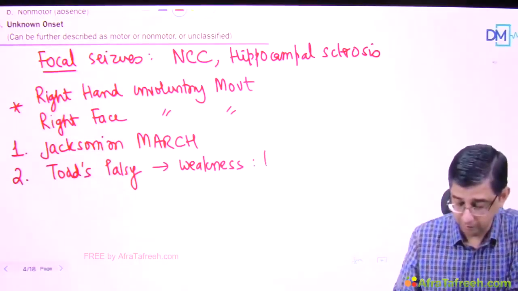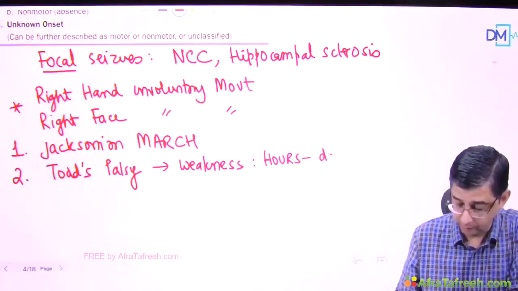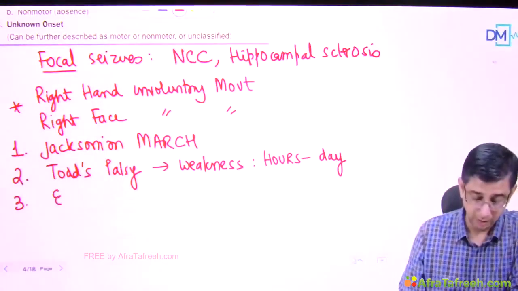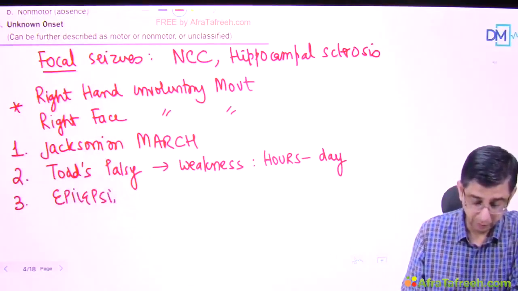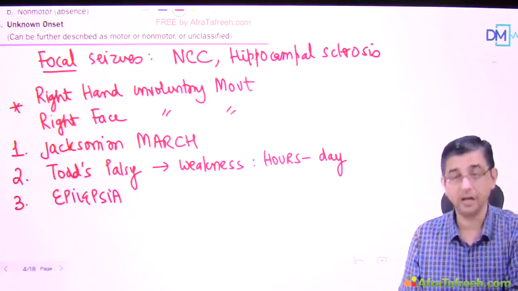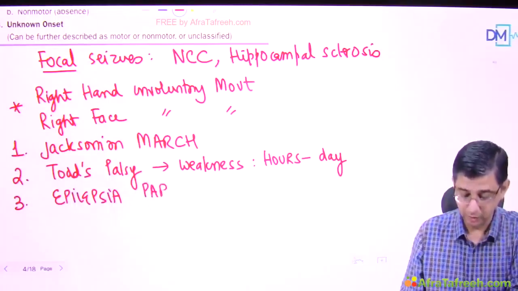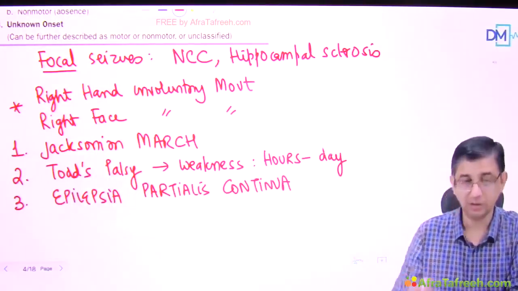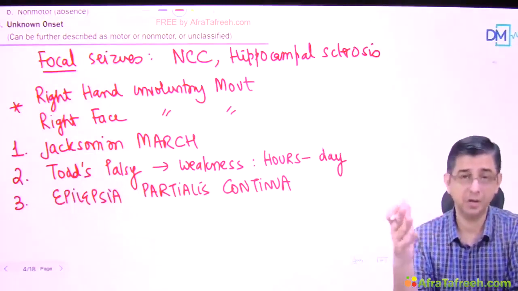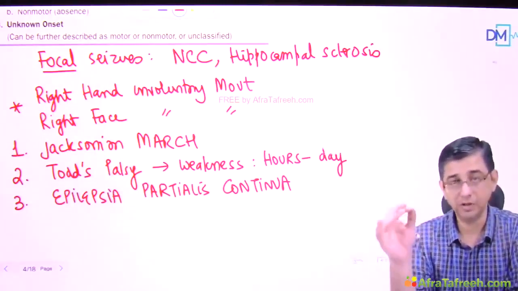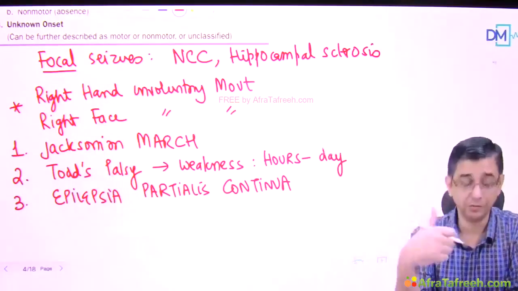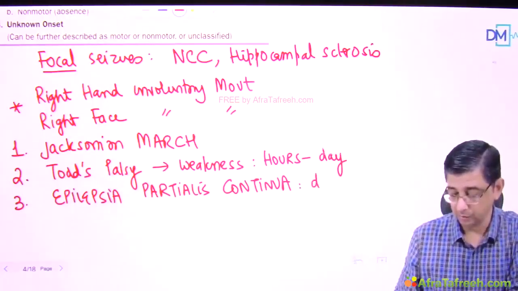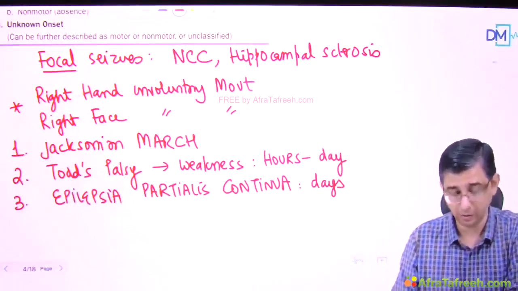So weakness that persists for maybe hours to days after an episode of motor manifestation of focal seizure is called Todd's palsy. In some cases, the manifestations might continue for a long duration, maybe days and weeks altogether. So the term that is used is epilepsia partialis continua. This is the counterpart of GCSE, generalized convulsive status epilepticus, where if a person is having convulsions continuously for more than 5 minutes, we call it GCSE. The corresponding component of that when it comes to focal seizures is called epilepsia partialis continua. The manifestations in this patient can continue for days and maybe can spill over sometimes into weeks also.